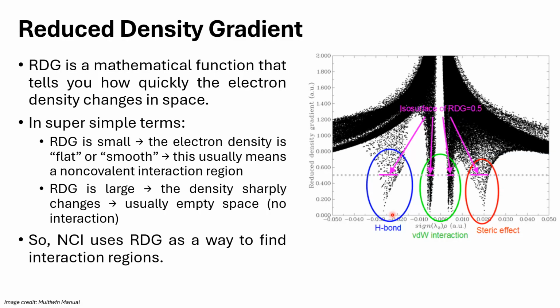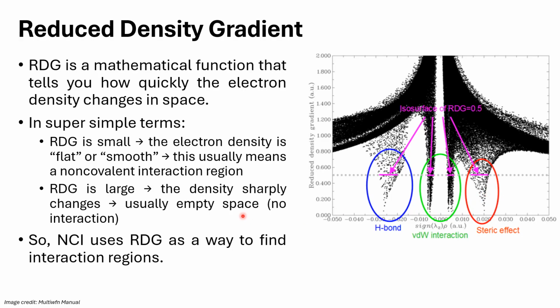And now we move to the reduced density gradient. Reduced density gradient is a mathematical function that tells you how quickly the electron density changes in space. And if you look at super simple terms, if RDG is small, the electron density is flat or smooth. This usually means a non-covalent interaction region like this one, this small. But if RDG is large, the density sharply changes, usually empty space, no interaction. So if it's like this large, it means that there is no interaction. So you have to basically look for these small changes or interactions.